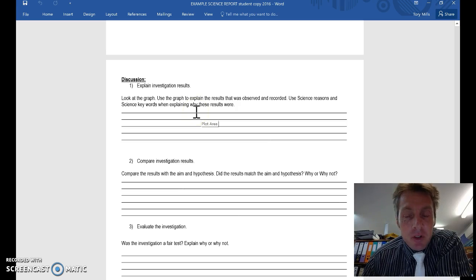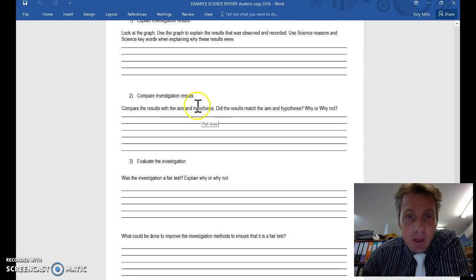So how did temperature affect the rate of mold growth, or how did light affect the rate of mold growth, based on what your results showed, not what you think. But then you might have to do some research to find out if that makes sense and if you can support that. You might also want to compare that with your aim and hypothesis. Did the results match what you wanted to achieve, and did they match what you predicted would happen?